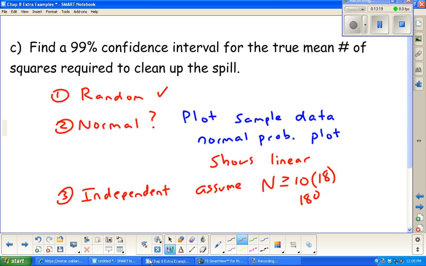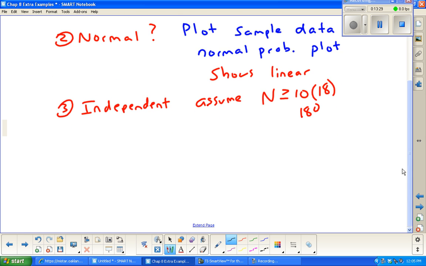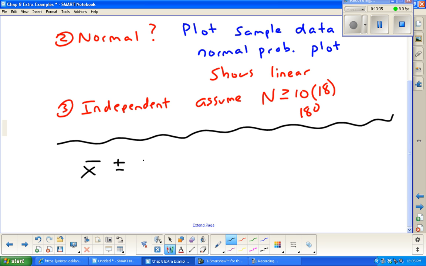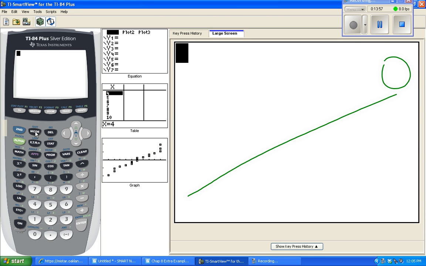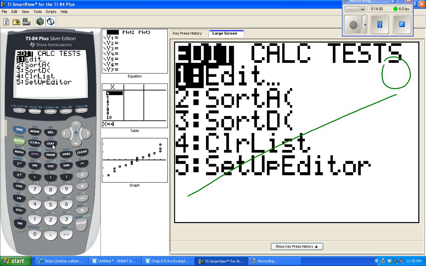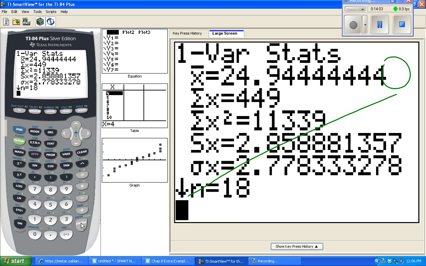We need a sample mean to give us an estimate to start with, and they did not give us a sigma, which most of the time they will not, so we're going to use the sample standard deviation. Our estimate, we're going to do plus or minus. We're using a t-star because we don't know sigma. We're going to use s sub x over root n as our standard deviation because we don't know sigma again. To get the x bar and the s sub x, those are going to come from one variable stats. We have the values in the list already. So let's go back there. Let's get out of here. We're going to go back to stat, calculate, one variable stats of list 1.